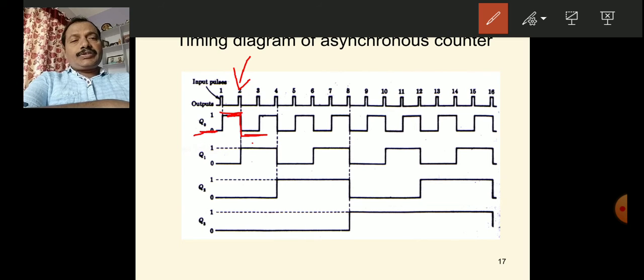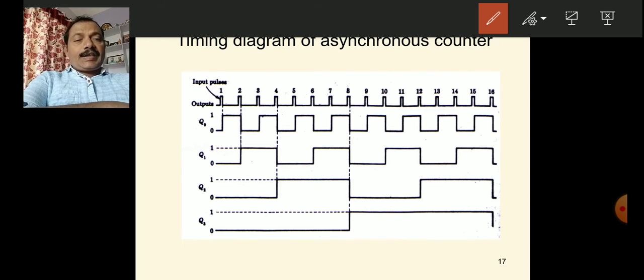It is 0. At the third pulse, third negative edge, this 0 is complemented to 1. In the next edge, this 1 is complemented to 0, and this 0 is complemented to 1. Like this, for each negative edge, it is complementing its previous output. So I hope it is clear. The first flip-flop timing diagram is clear.